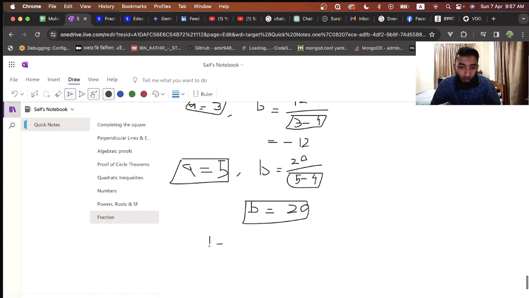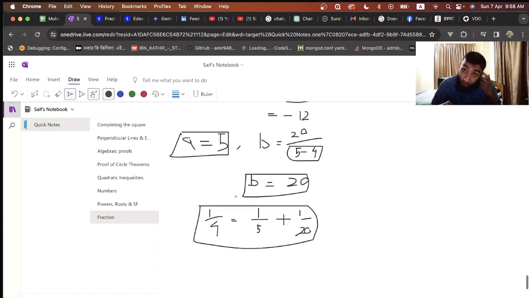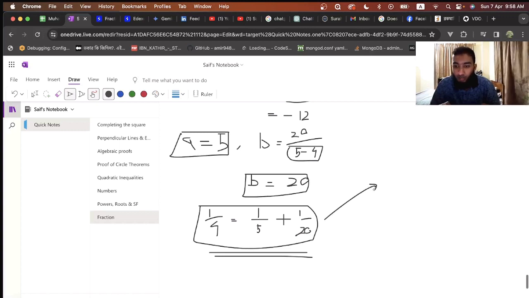So we can write 1 by 4 as 1 by A, which is 1 by 5, plus 1 by B, which is 1 by 20. So this is one solution that we can use. We can use even higher values of A and B, but this is one solution that suffices all the necessary conditions. Let's test it with cross calculation.